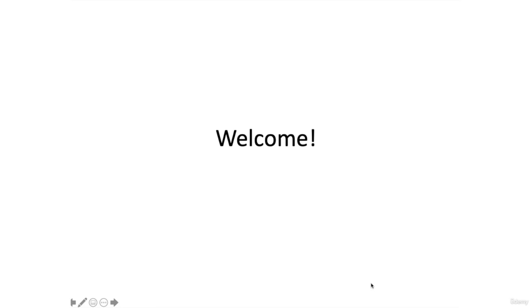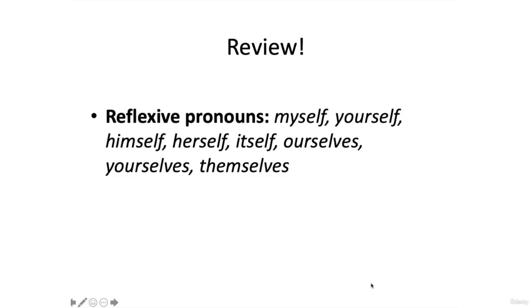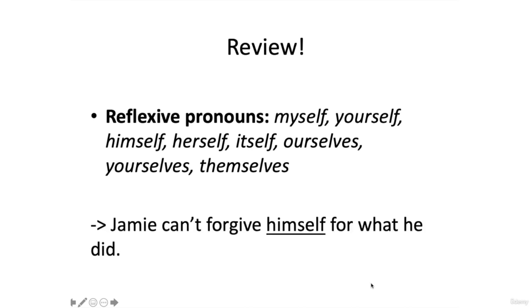In our last video, we studied the following pronouns. The reflexive pronouns myself, yourself, himself, herself, itself, ourselves, yourselves, themselves. And they are used to refer to the person or animal that is the subject of the verb. For example, Jamie can't forgive himself for what he did.